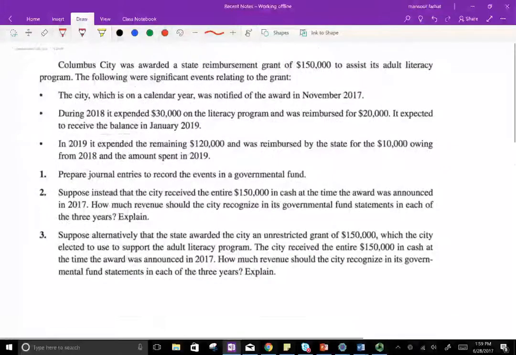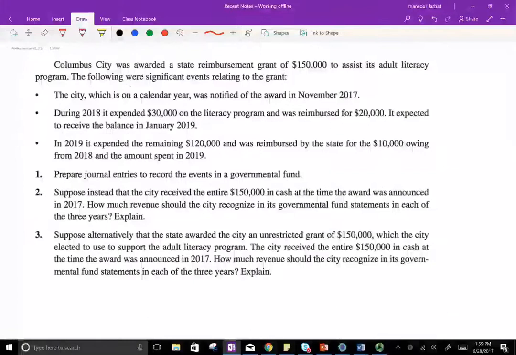This is Professor Farhat. In this session, we will look at examples of how we account for governmental grants, because we have different types of governmental grants: contingency, unrestricted, restricted with a time purpose, restricted with a specific purpose. So we're going to look at this scenario to illustrate some journal entries.